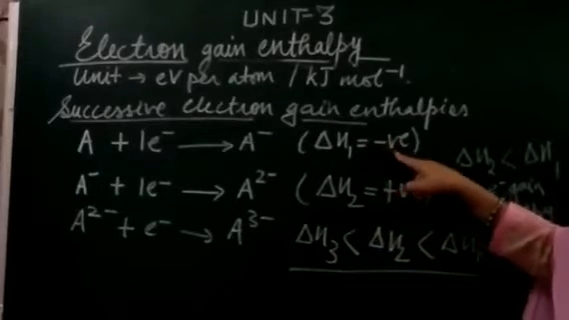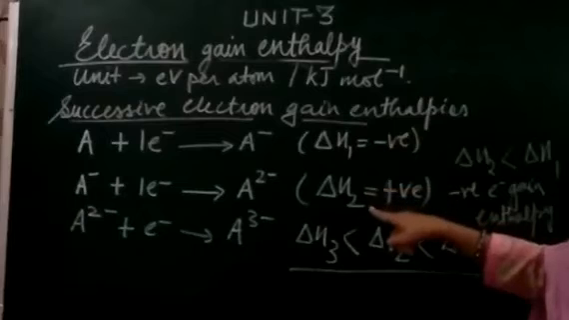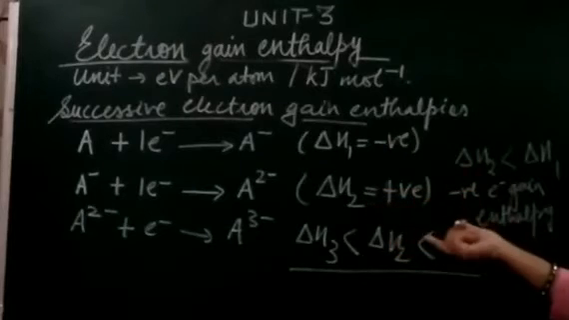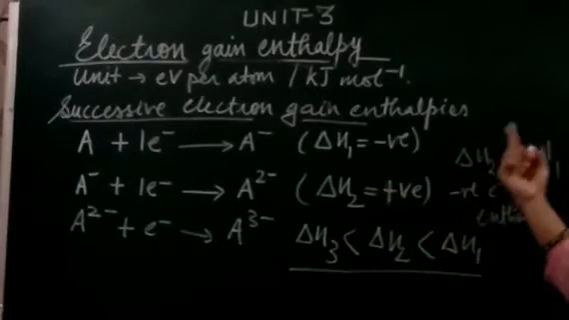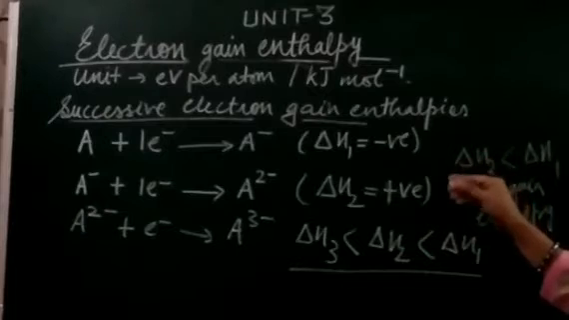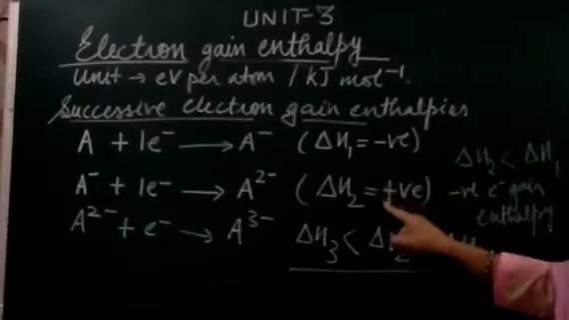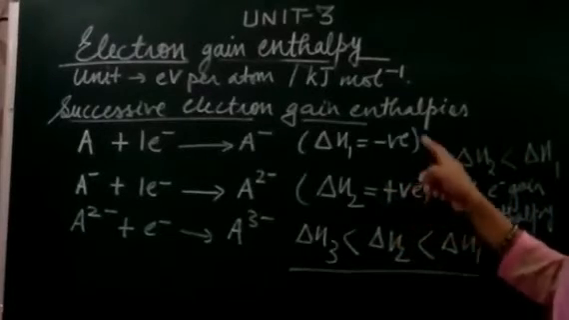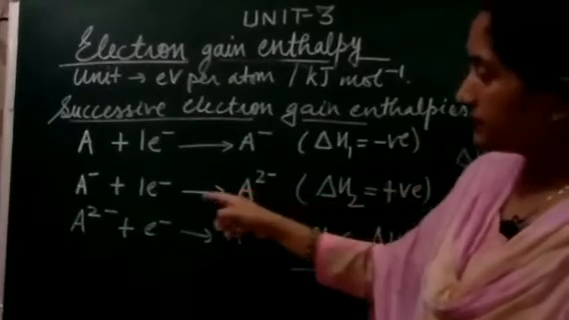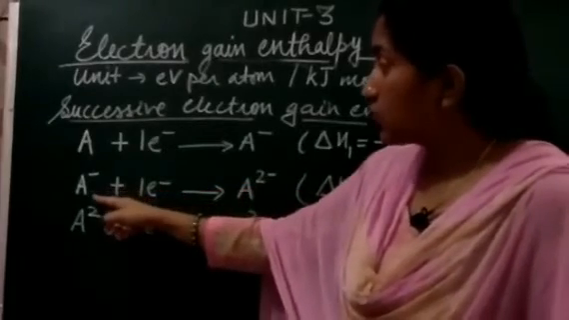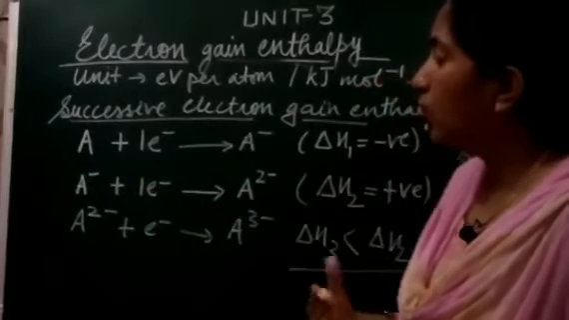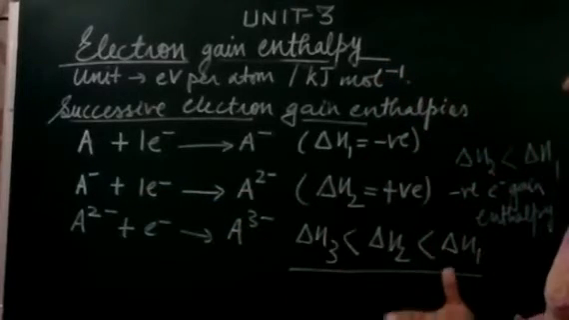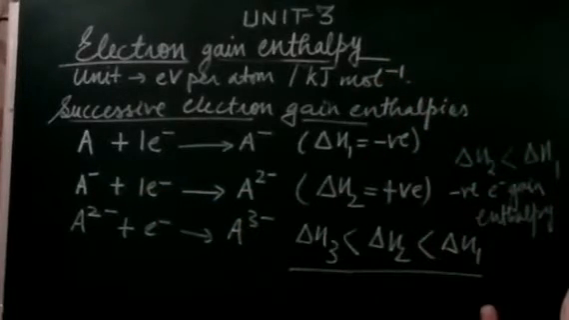First electron gain enthalpy has a negative value. For the second electron gain enthalpy, the magnitude of the negative electron gain enthalpy will be lesser, or we can say it will be positive, because energy will be given to the system so that it accepts that electron, overcoming the force of repulsion between these two negatively charged species.